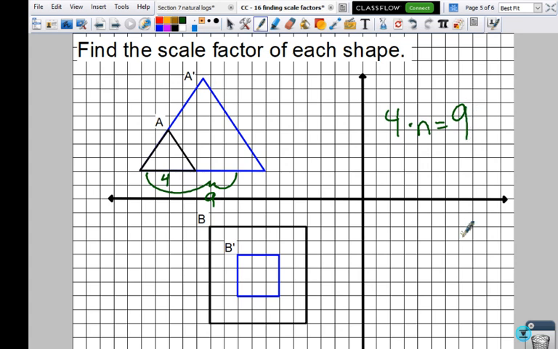So we're going to go 4 times n equals 9. Divide by 4. Do you want us to round it to the nearest 100? Yeah, give me 2 decimals. Okay, 2 decimals. So we divide by 4 and we get n equals what, Joseph? 9 divided by 4. 2.25. 2.25. Okay. Alright, scale factor 2.25. Did you round it up? Yeah, pretty good.